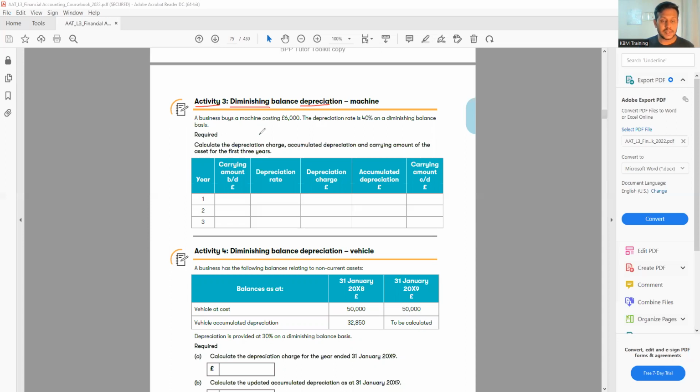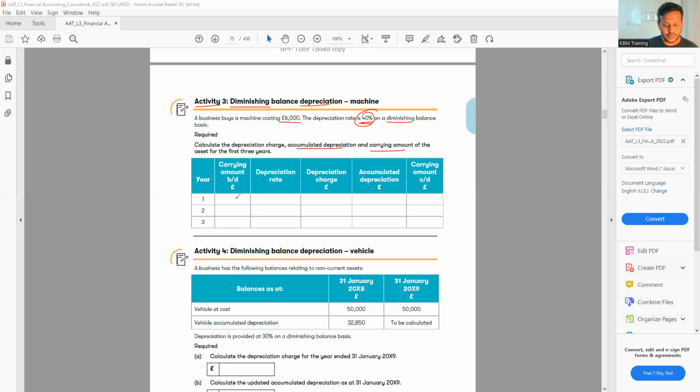Say a business buys a machine that costs 6,000. The depreciation is 40% on a diminishing balance. The rate is 40%, and we have to use the diminishing balance. Calculate the depreciation, the accumulated depreciation and the carrying value. Three things: depreciation, accumulated depreciation, and the carrying value. That's not a problem, so let's start.